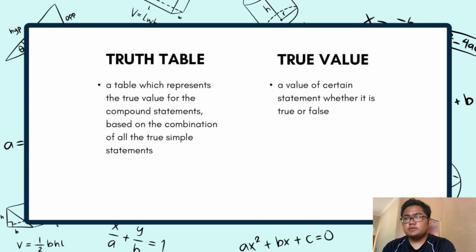So next is the definition for truth table and truth value. A truth table is a table which represents the truth value for the compound statement based on the combination of all the truth values of the simple statements. And truth value is the value of a certain statement, whether it is true or false.